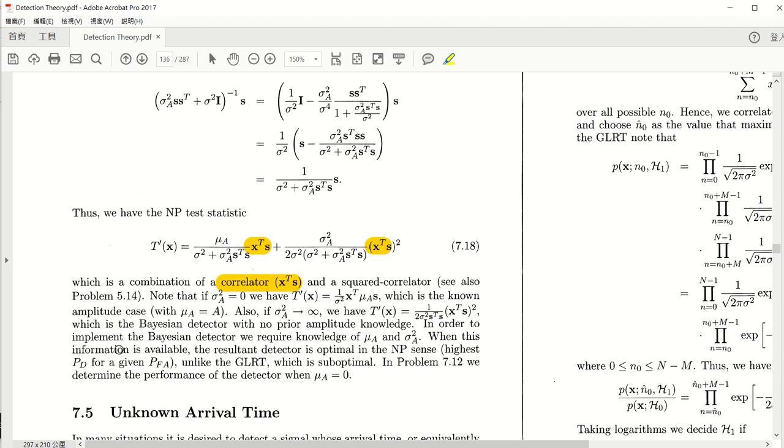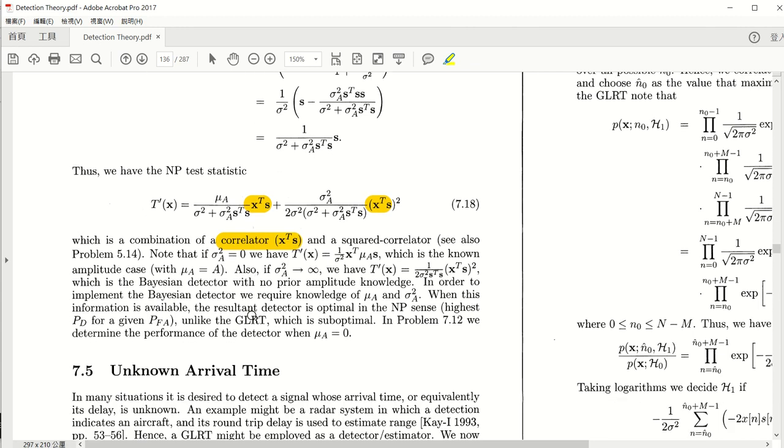So in order to implement the Bayesian detector, we require knowledge of mu A and sigma A. When this information is available, the resultant detector is optimal in the Neyman-Pearson sense. So that's the highest PD for a given PFA.